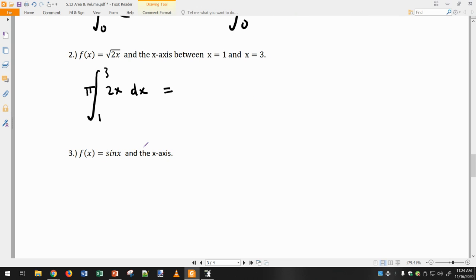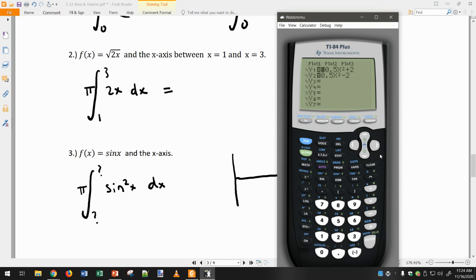Now this one's a little bit harder because it doesn't tell us, it just says sine x and the x-axis. So I'm going to have pi times, I'm going to have to square this, but I don't know from where to where unless I actually graph this function. Okay, so we can graph. Sometimes you'll have to find the x-intercepts on your own. Make sure we're in radian mode here. Whenever we're doing calculus, we want radian mode for sine and cosine.